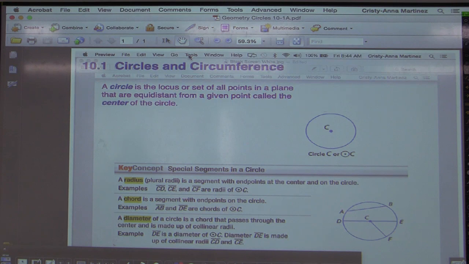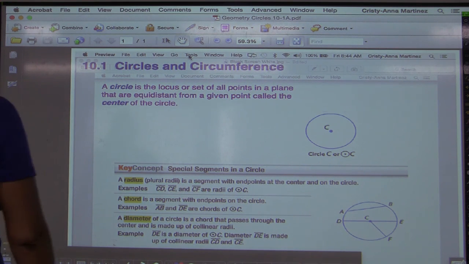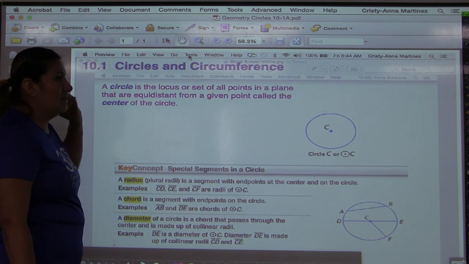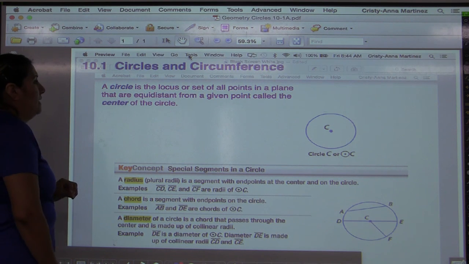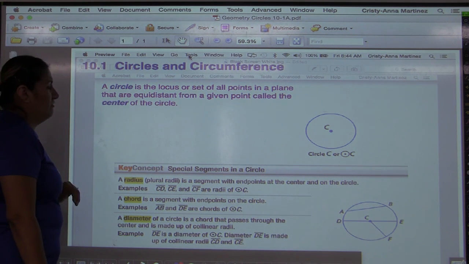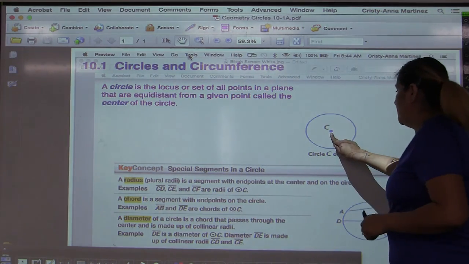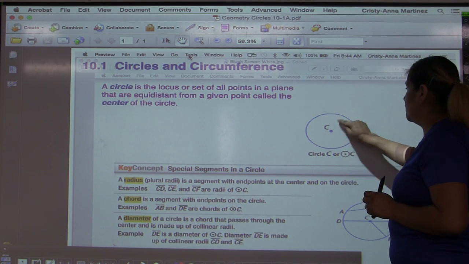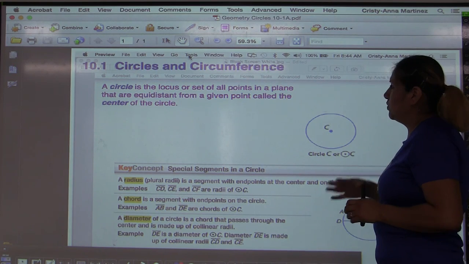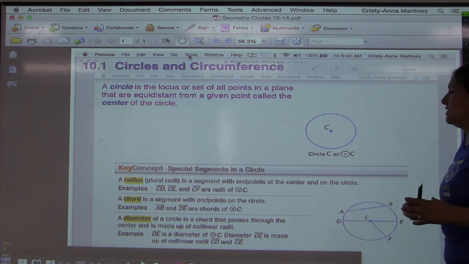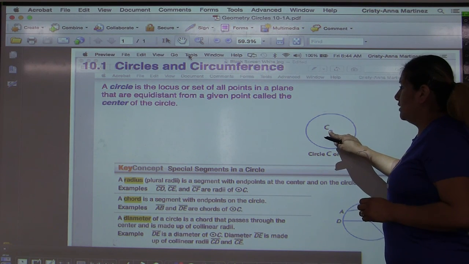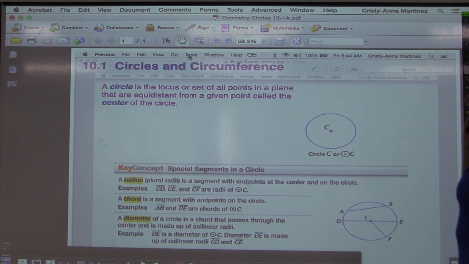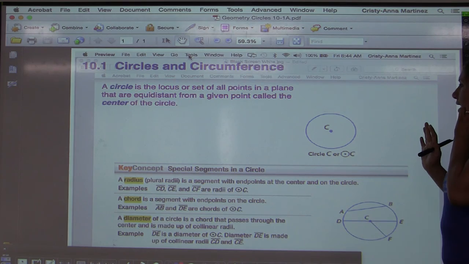So first and foremost, I want to give you a definition of what it means to be a circle. A circle is the locus, or set of all points in a plane that are equidistant from a given point. For example, here we have point C being the locus or the center, and if I were to take any distance from this point to the circle, then all of those distances would be the same. So any point that is equidistant from this center is going to be on the circle, and that's how the circle is formed.